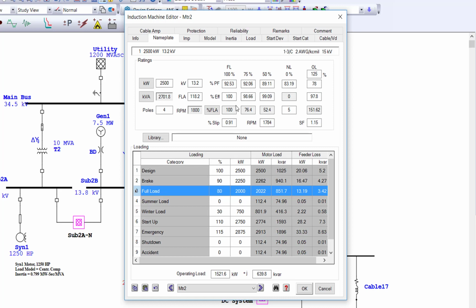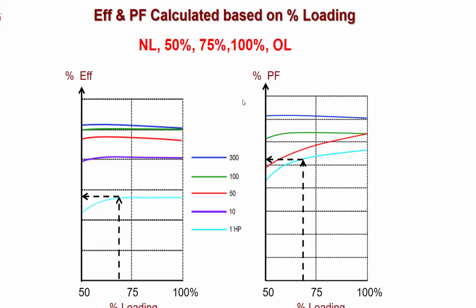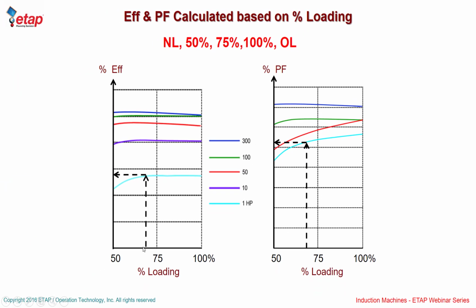So if I go back to our PowerPoint, at any value, this is maybe around 68% or whatever. We come up and calculate the efficiency, and here we go up at the same value and we calculate the power factor, and that's what ETAP does. So any value you see corresponding to that is based on these values here.